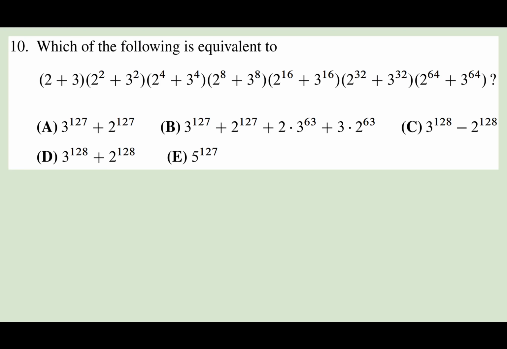All right, when I look at this problem, the first thing that comes to my mind is that I notice all the powers are even. So I'm seeing a bunch of sums of squares.